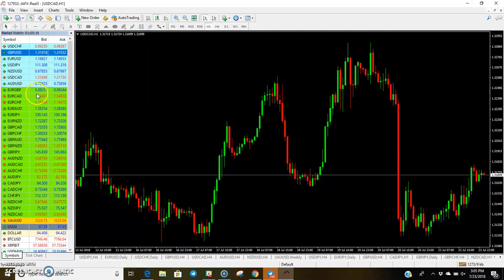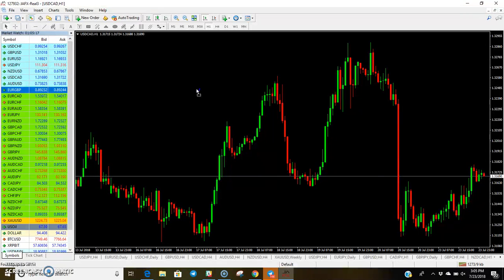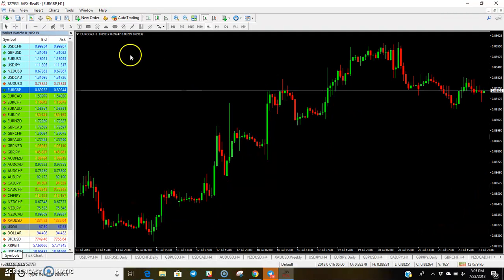The only thing you need to do is click on the pair you want to look at, hold it, pull it over to the right of the screen, and then let go. Then you're currently looking at the pair, the euro against the Great Britain pound. This is a 1 hour chart.